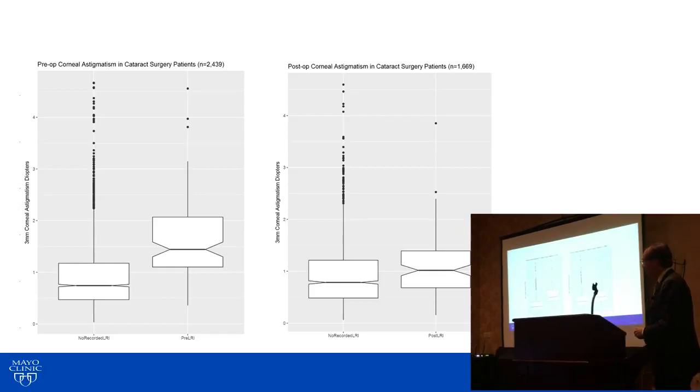So what happened to them after surgery? So this is the no limbal relaxing incision patients. So basically their astigmatism post-op is almost the same as it was pre-op, and that's kind of what we'd expect. What about our LRI results? The post-op LRI patients, clearly we've contracted the median astigmatism from 1.5 down to about 1 cylinder with a little tighter distribution than before, but you would hope that this number would be closer to this number, and it's not. So this is a bit of an issue.